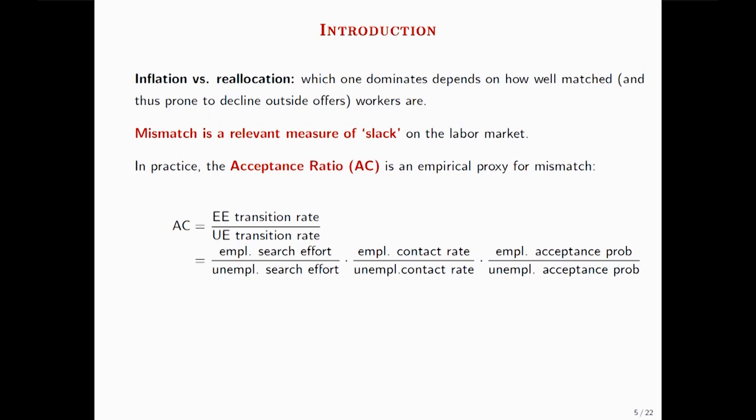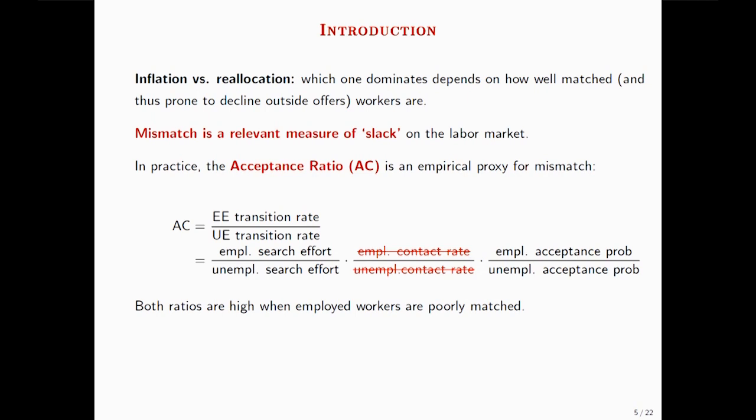In the denominator, you have the same thing for unemployed workers. Now, the trick here is that, at least if search is random, the rate at which employed and unemployed workers get contacted by jobs is the same, and so they cancel out in this ratio. Now we're left with these two ratios that are in black in this formula.